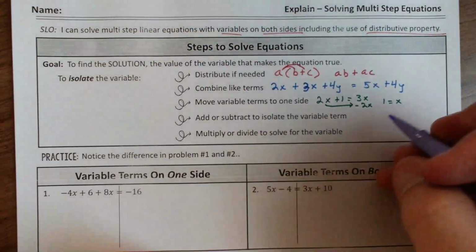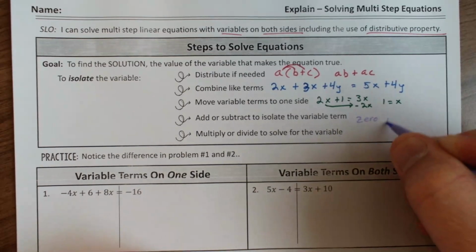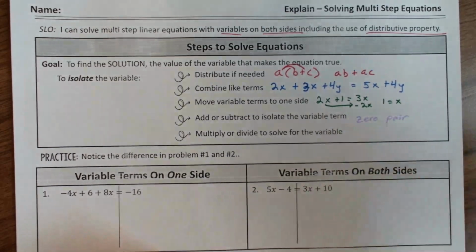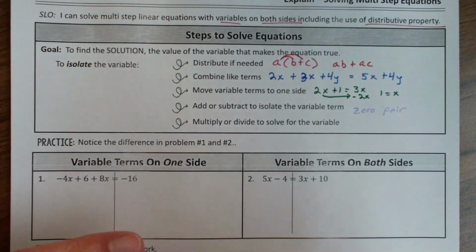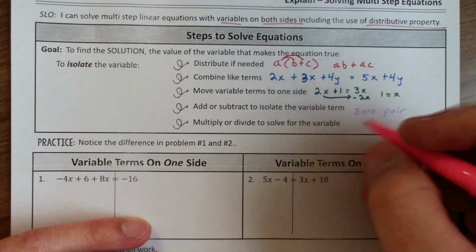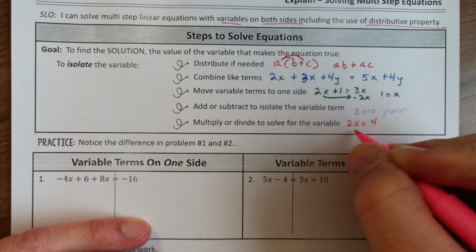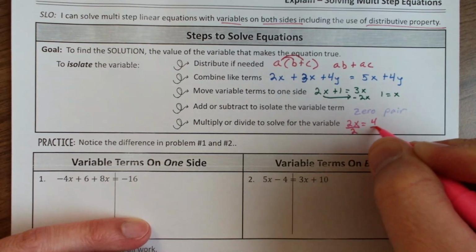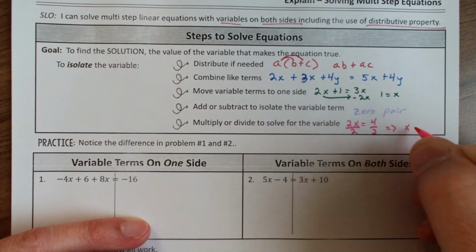Add and subtract to isolate the variable. Again, this is the zero pair term. And then multiply or divide the variable. Remember, this is going to be when we have something like 2x equals 4, we do the inverse operation. And this becomes x equals 2.